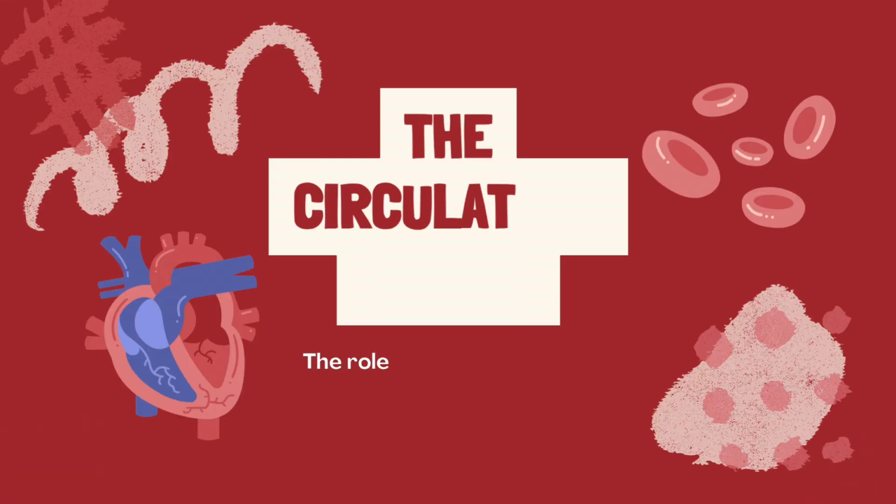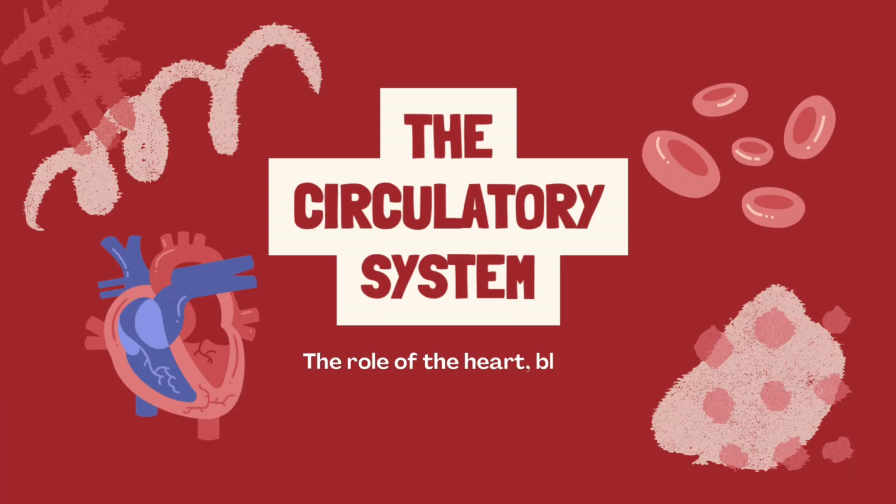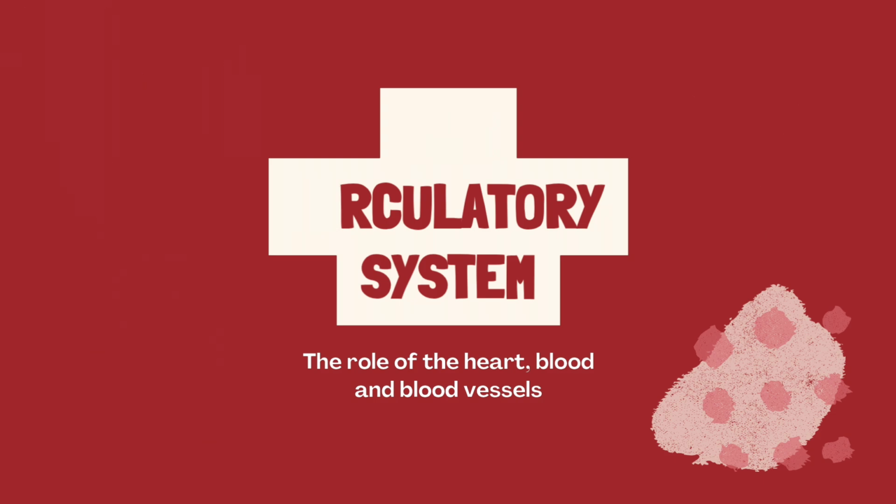The circulatory system, also called the cardiovascular system, is responsible for transporting oxygen, nutrients, and waste throughout your body. It consists of three main parts: the heart, blood, and blood vessels.